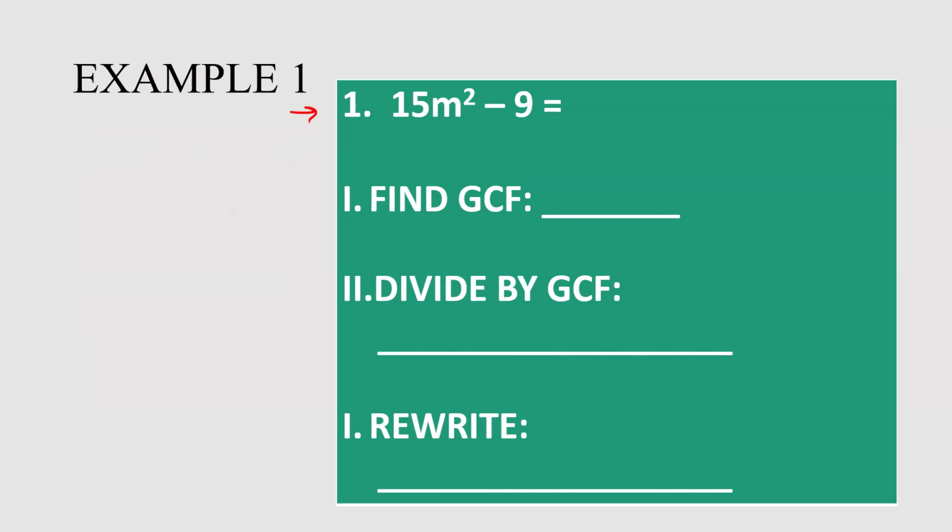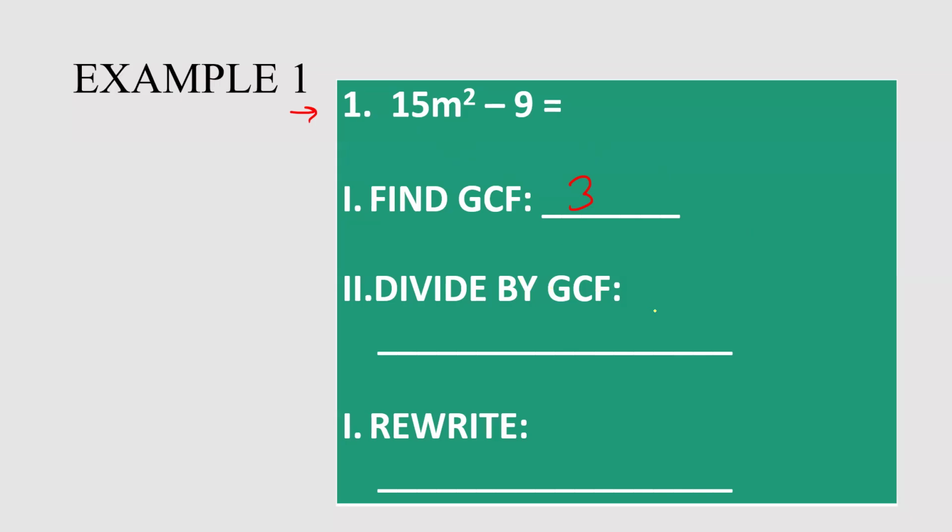Notice that the first thing it asks us, what is the GCF? The GCF, remember, is your greatest common factor. What is the largest number that evenly divides between 15 and 9? What's my largest number? 3. So therefore, my GCF is 3. Okay. So step one is to decide what is the greatest common factor. And because there's only common numbers in each term, we only are worried about the number.